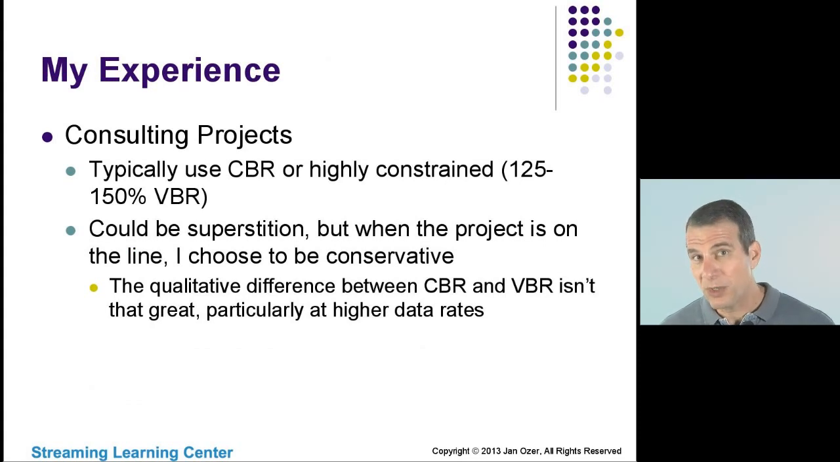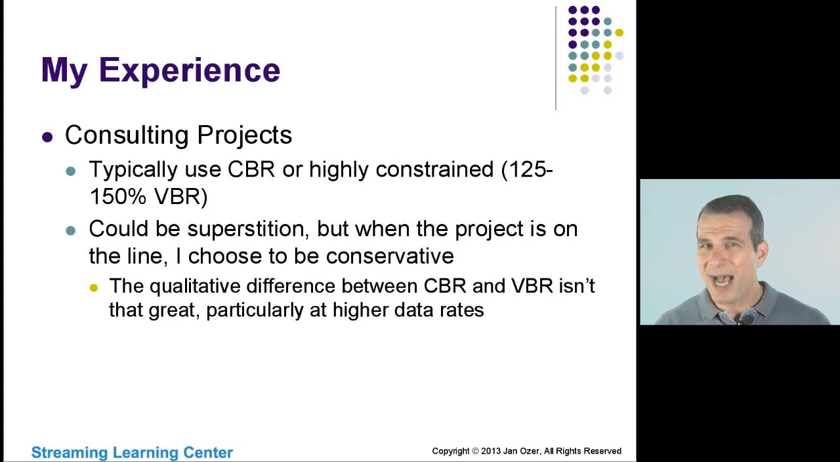So what do I do? What do I recommend? When I do a consulting project, my biggest concern is that the streams switch smoothly. The function works. So I always use either very, very highly constrained, 125% to 150% VBR, or CBR, and typically it's CBR because I want the system to work. Maybe it's superstitious, but I want it to work smoothly, and later if I want to do some fine tuning, I can do that.